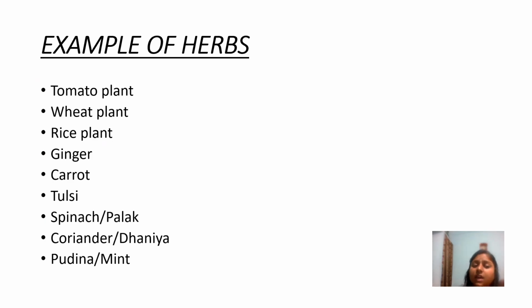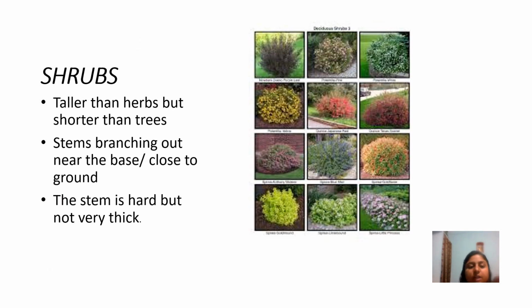Now see, here are some examples. Tomato plant, wheat plant, rice plant, ginger, carrot, तुलसी. हम सबके घर में जनरली आपको मिल जाता है स्पिनच, पालक. We all eat this. Yes, like धनिया, coriander, पुदीना, mint. Yes, these all are the examples of herbs. Okay, now come to the next slide.